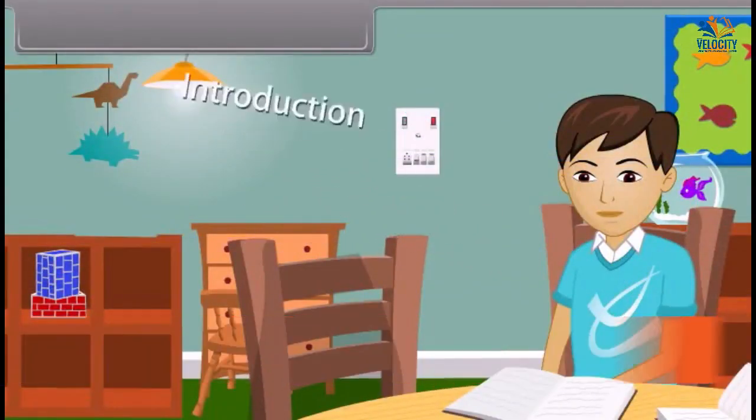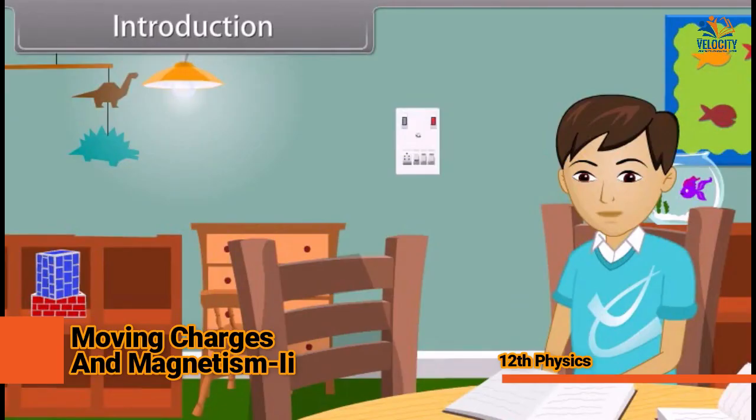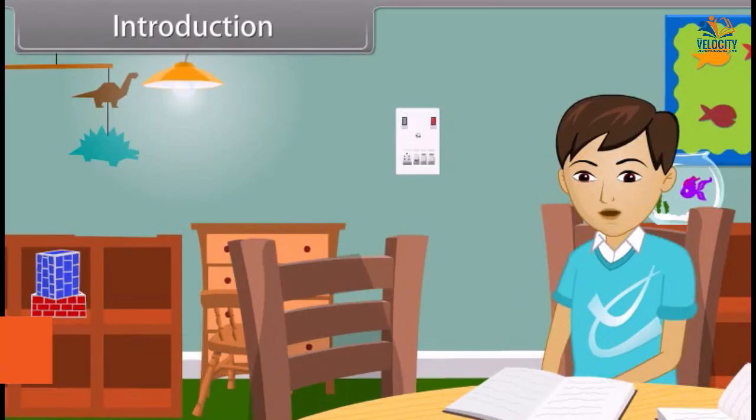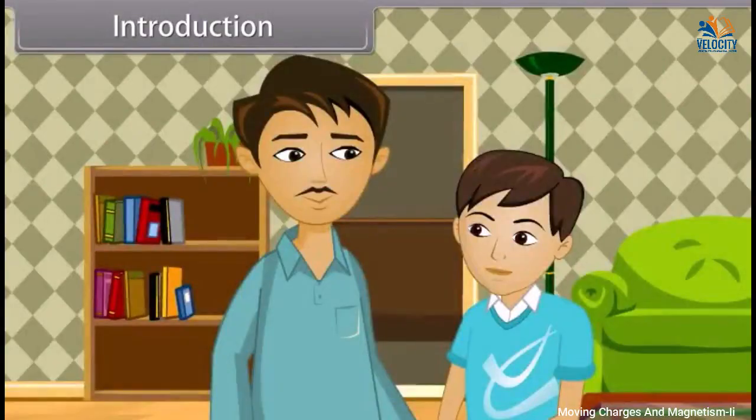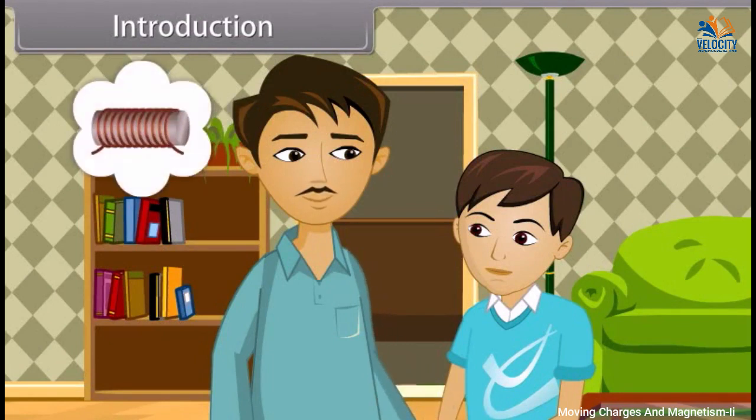Introduction. Today, Ravi is alone at home. He's doing his study. Suddenly, the doorbell rings. He opens the door and greets with a smile on seeing his father. Ravi asked his father how the doorbell works. His father replied to him that the doorbell works on the principle of solenoid.